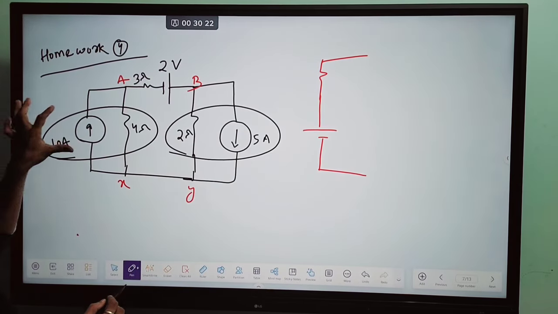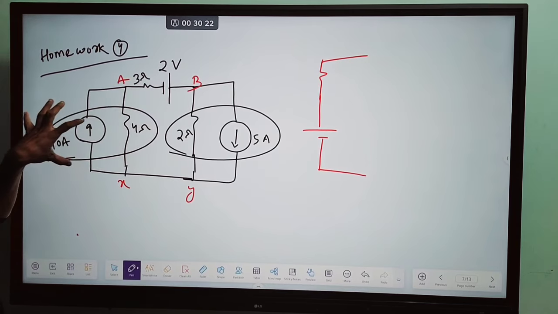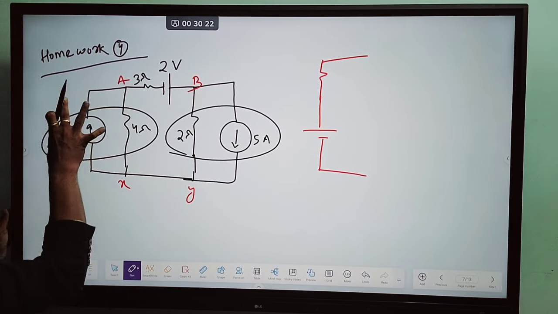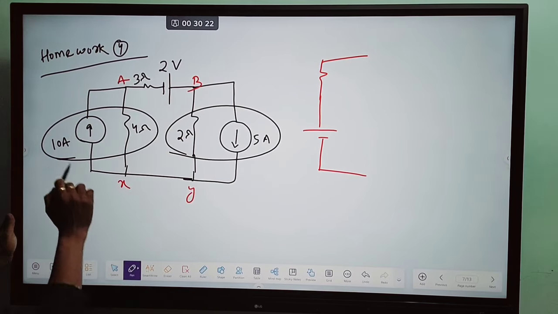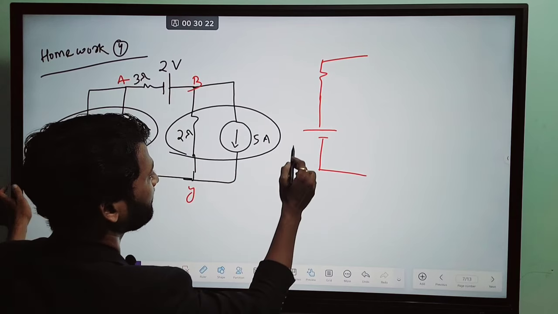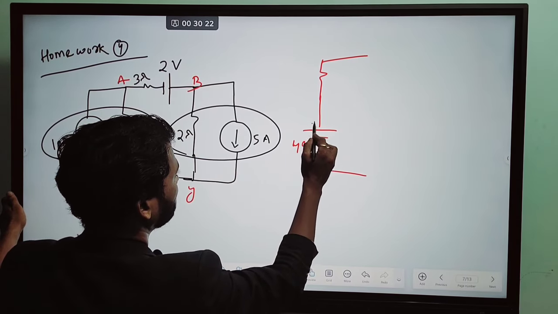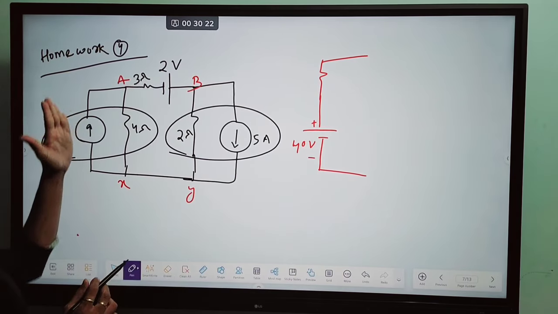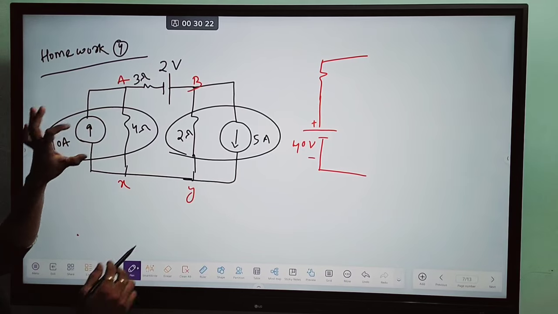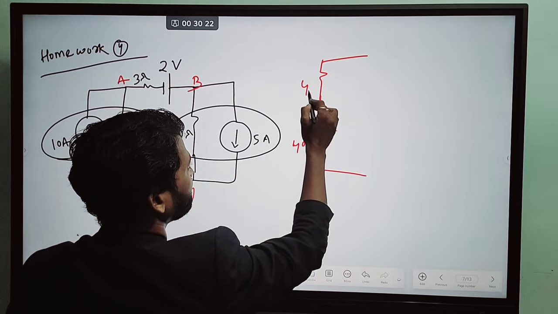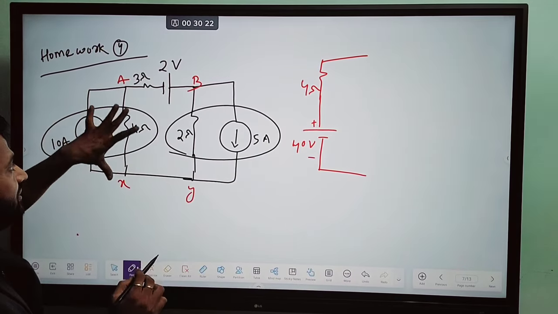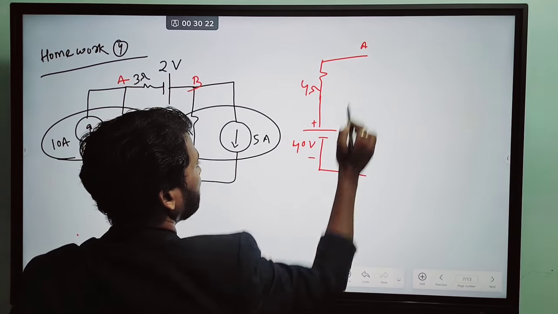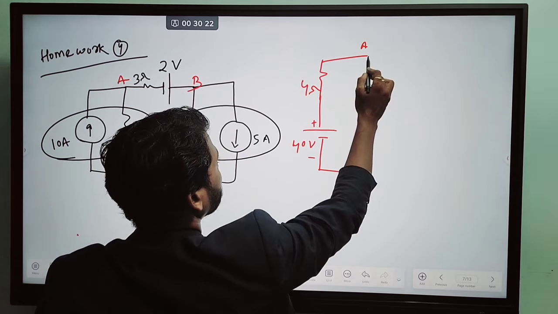10 is in parallel with 4. What is the potential here? You can convert the current source to the corresponding voltage source. Potential will be 10 into 4, 40 volt. Okay, plus minus symbol, since the arrow is upward, and the resistance value will be the same. It is 4 ohm. Okay, yahan tak aa gaya, matlab A and X mil gaya, ye dono point.